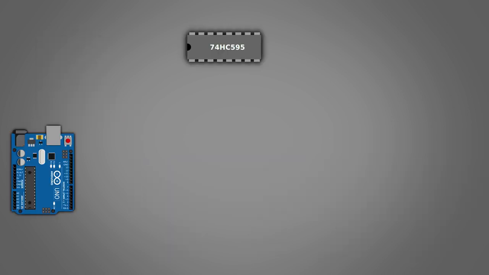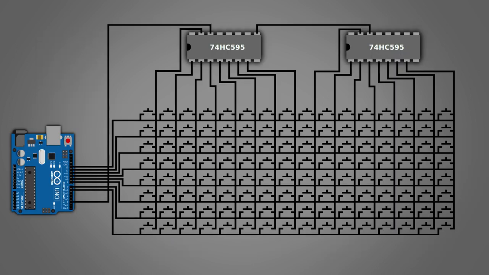However, the most commonly used method is what's called a key matrix. There are several ways to implement this. For example, you can use a couple of 74HC595 shift registers for outputs and a few Arduino pins for inputs. Here's how it works. You set the first output pin of the shift register to high and check the status of each input pin of the Arduino, first, second, third, and so on. Then you switch the first shift register pin to low and the second pin to high and repeat the process, and so on.